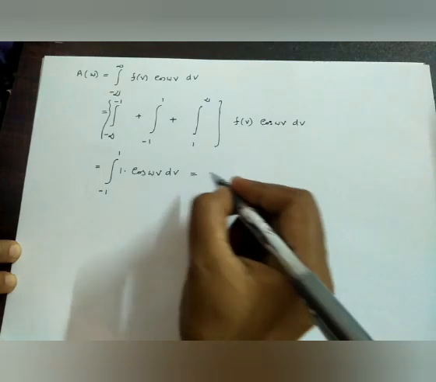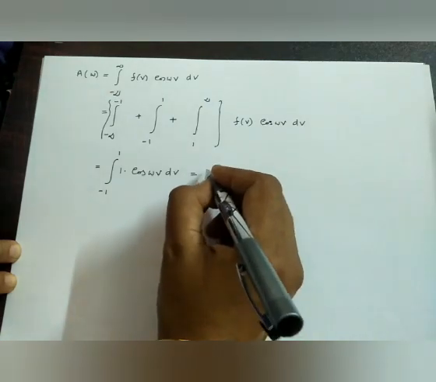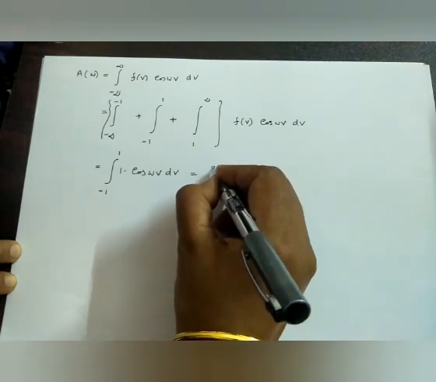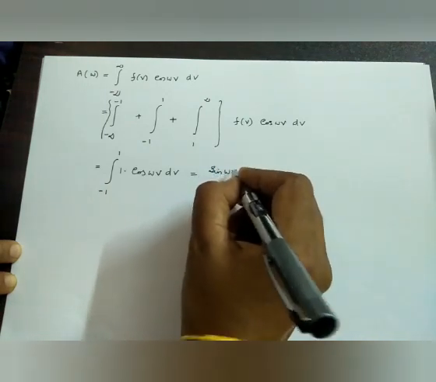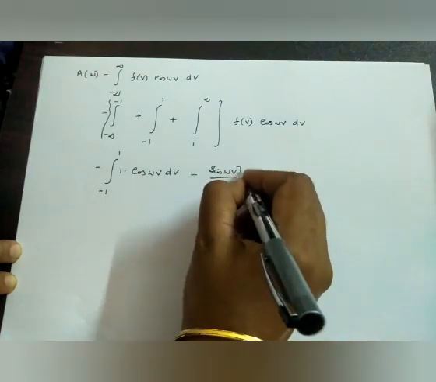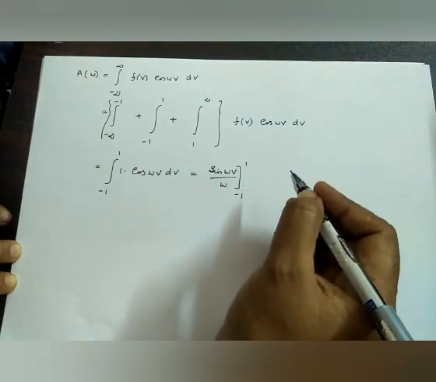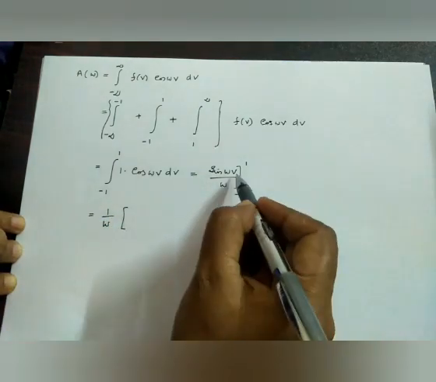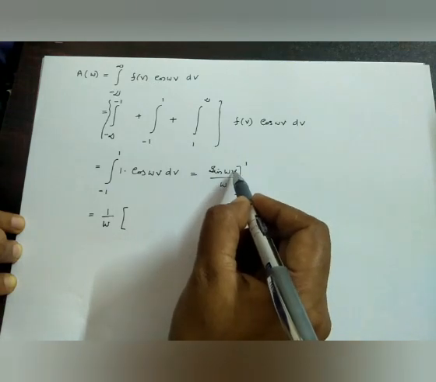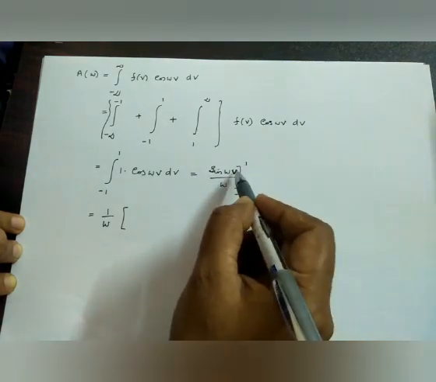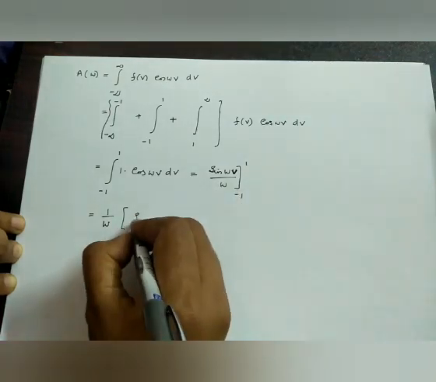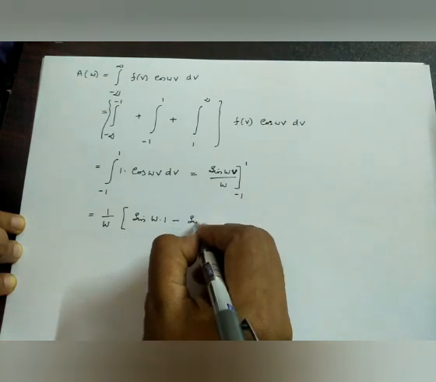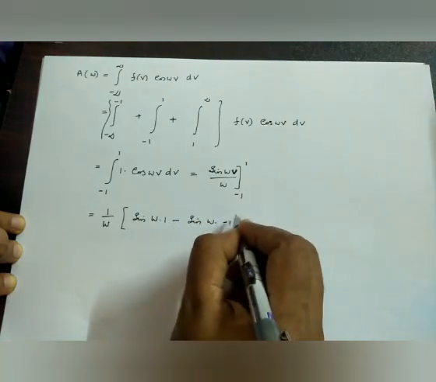Now the integral of cos omega v with respect to v is sin omega v divided by omega, with limits from minus 1 to 1. Here 1 by omega is a constant. Now applying the upper limit to v and then the lower limit to v: first the upper limit, sin omega into 1, minus the lower limit, sin omega into minus 1.